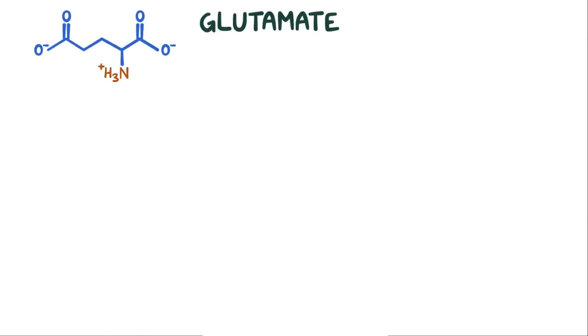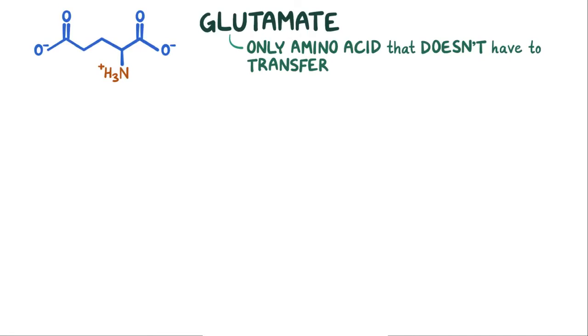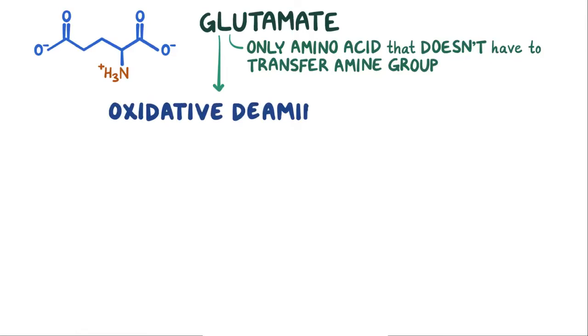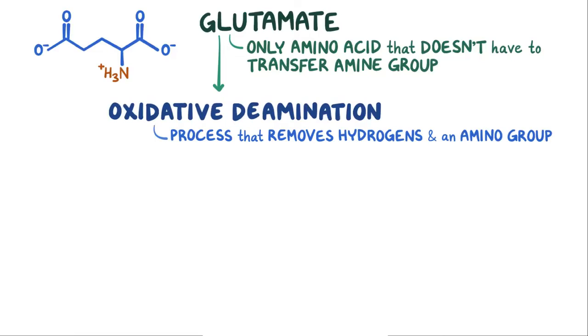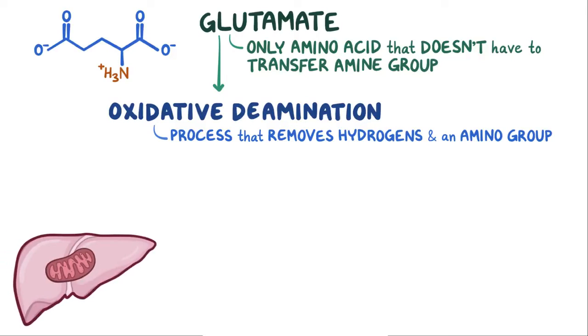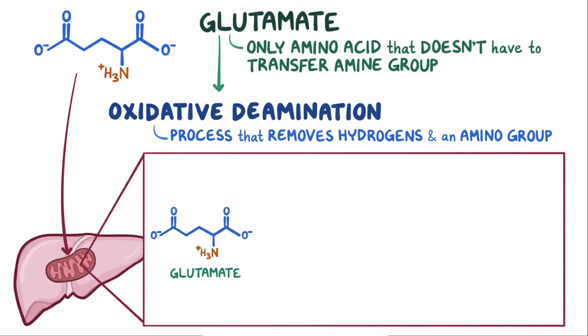Now, glutamate is a unique amino acid, and it's the only amino acid that doesn't have to transfer its nitrogen-containing amine group to another molecule. That's because glutamate undergoes oxidative deamination, a process that removes hydrogens and an amino group. So specifically, what happens is that glutamate travels to the liver mitochondria. This process takes place in the mitochondria because free ammonia in the cytoplasm can damage the cell.